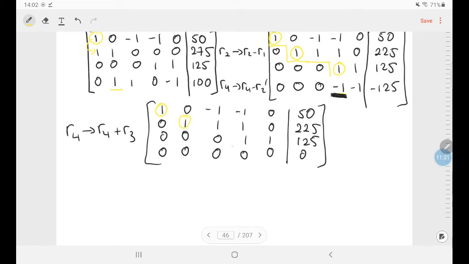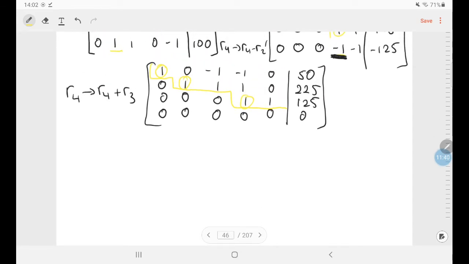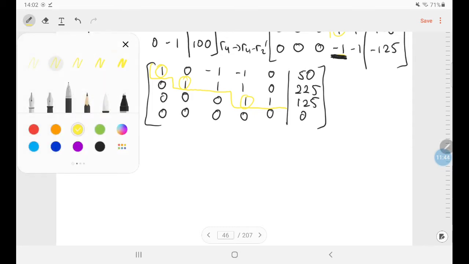Pivot, pivot, pivot, reduced form, you get the staircase. Okay, so there are definitely solutions here because you don't have a row of 0, 0, 0, 0, non-zero, so we might just note that.